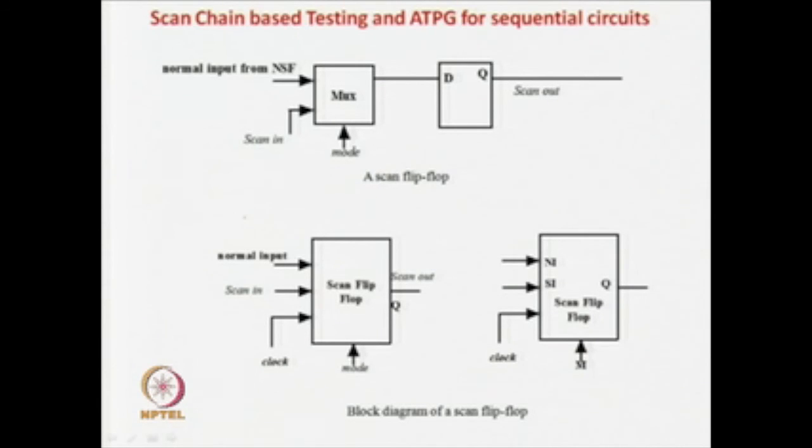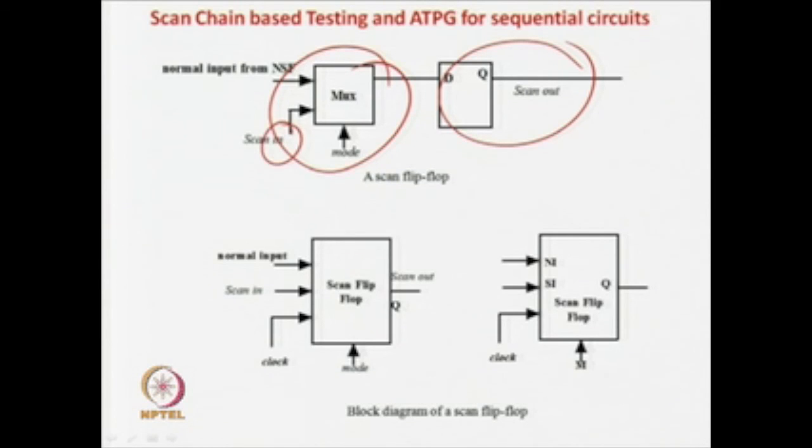So this is the additional thing I was talking about. This is your flip flop. Before that he has put one multiplexer. This is his control for the first flip flop, the normal output for this one, and this is the mode. So you can call this the block diagram of a scan flip flop.